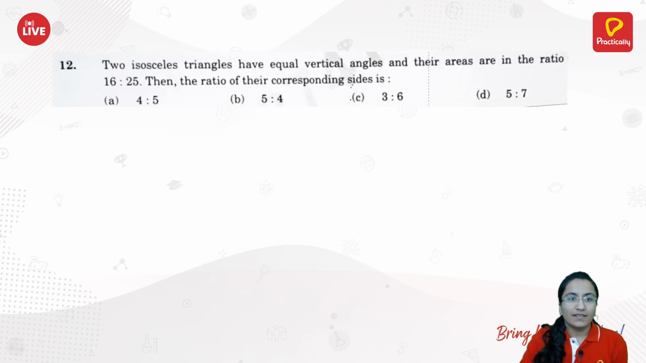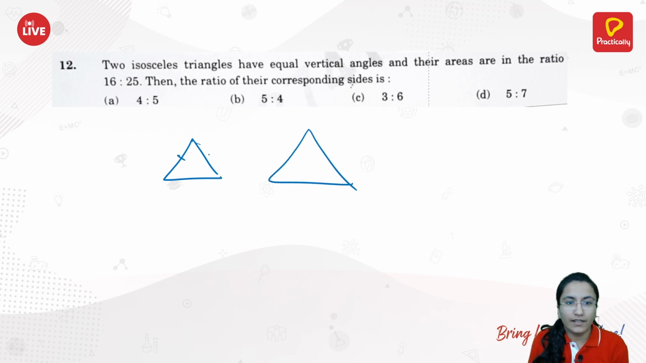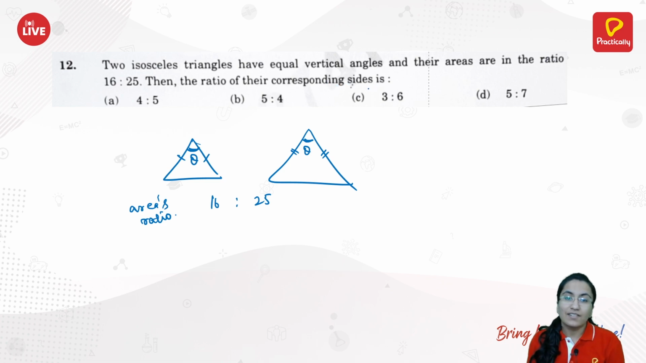Next question is, two isosceles triangles have equal vertical angles. There are two isosceles triangles. Let's say these two are isosceles triangles. This is equal to this and this is equal to this. So they have the same vertical angle. If this is theta, this is again theta. And their areas are in the ratio 16:25. Areas ratio we are given. Then the ratio of their corresponding sides is what we need.